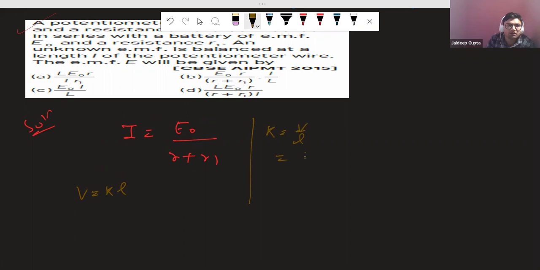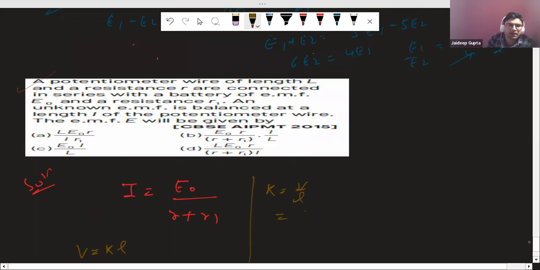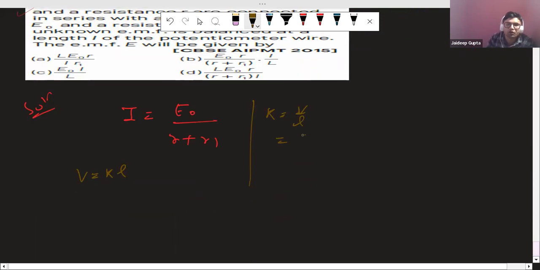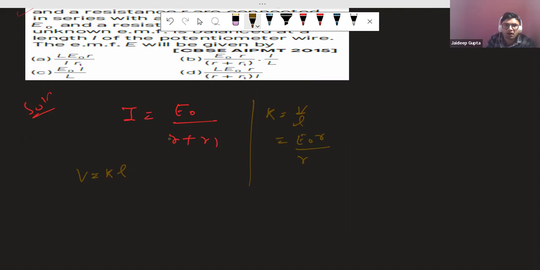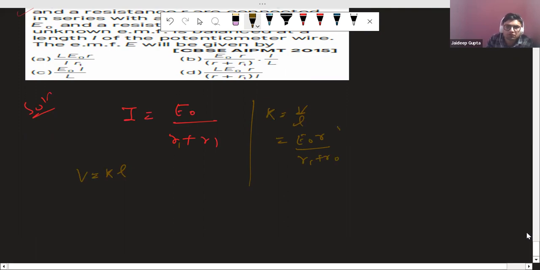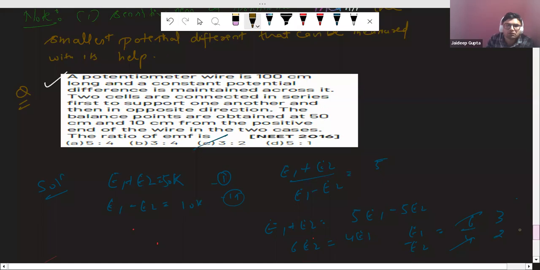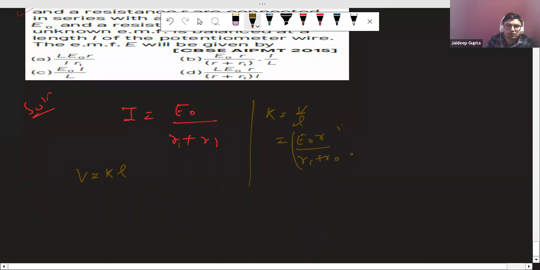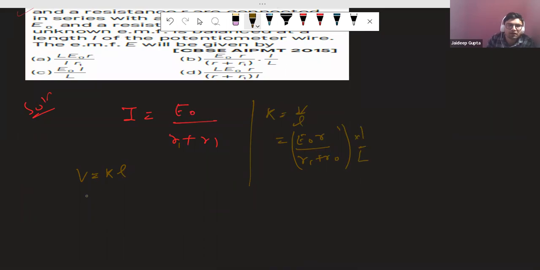So, a battery of EMF E0 and resistance R1, with a balanced potentiometer. The potentiometer wire has length L and the resistance of the wire is R. So the potential drop across the wire equals IR, that is E0 R over R1 plus R0, times 1 over L. Is K.